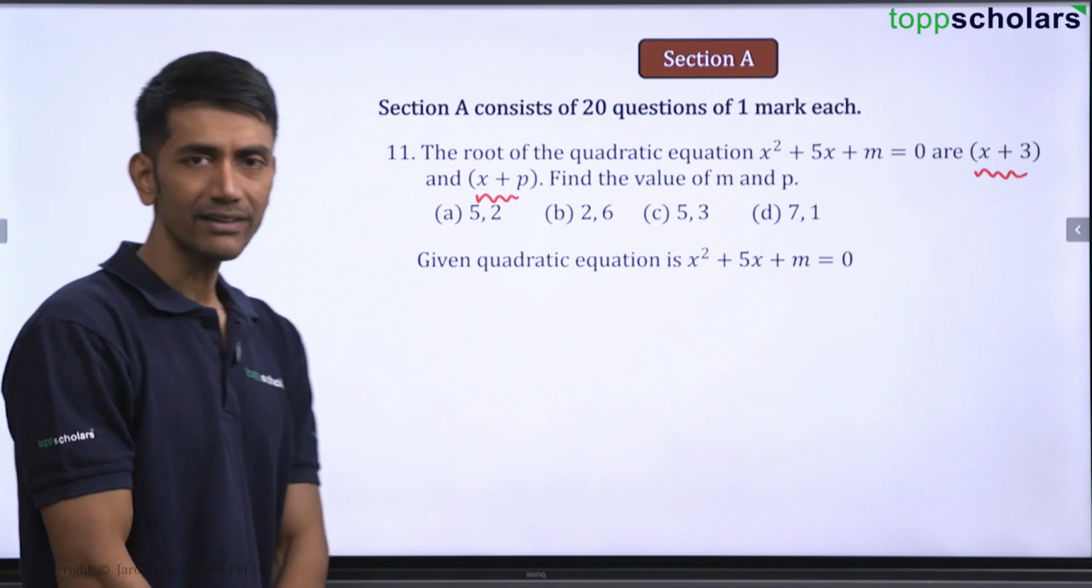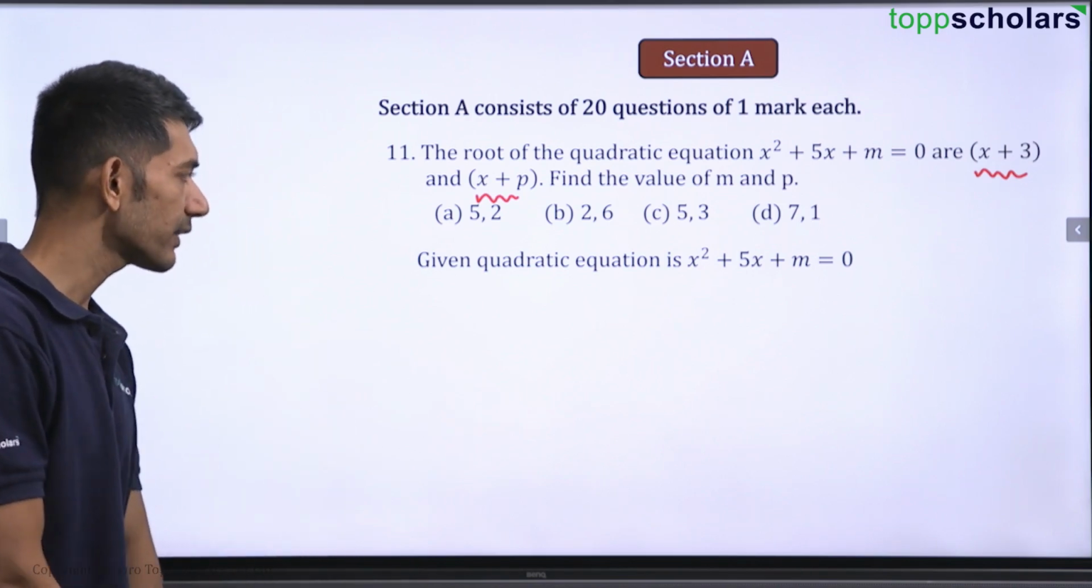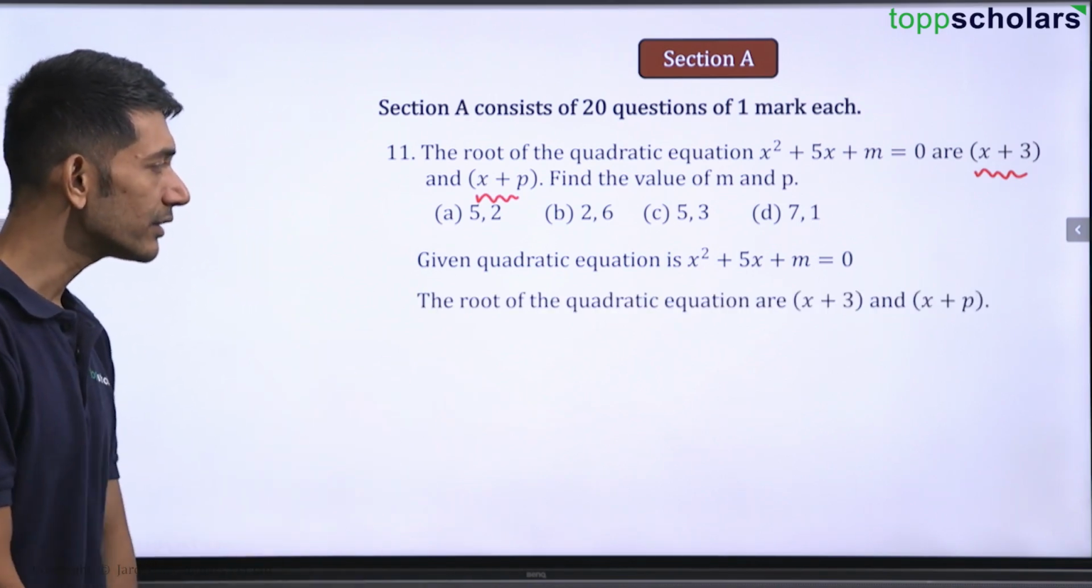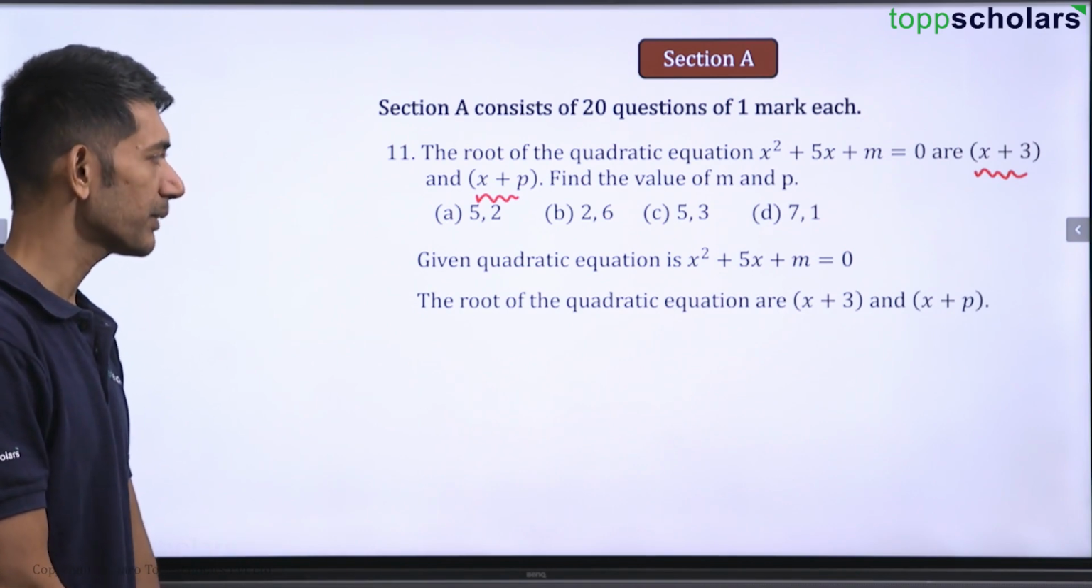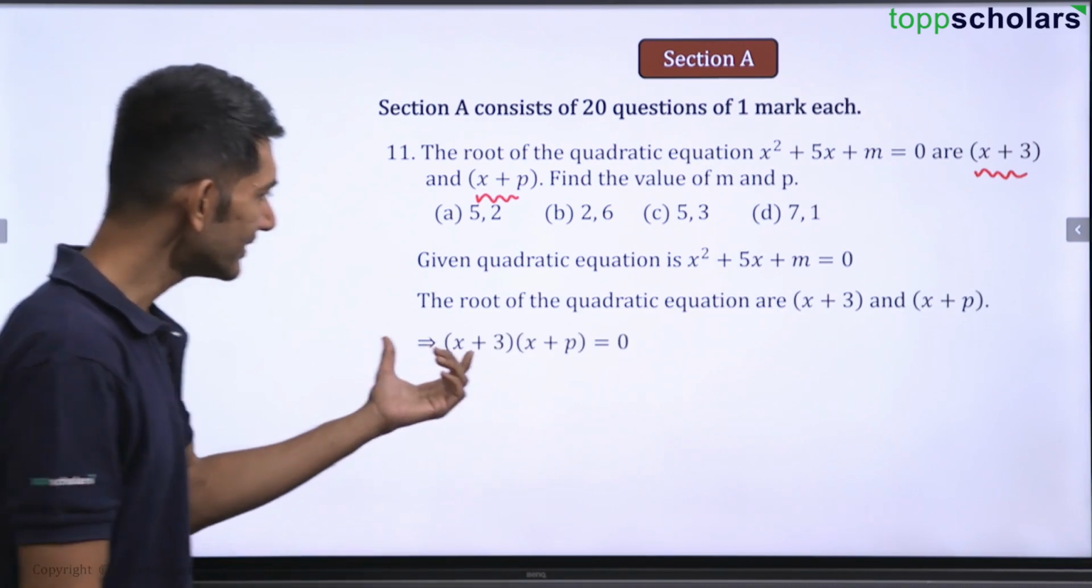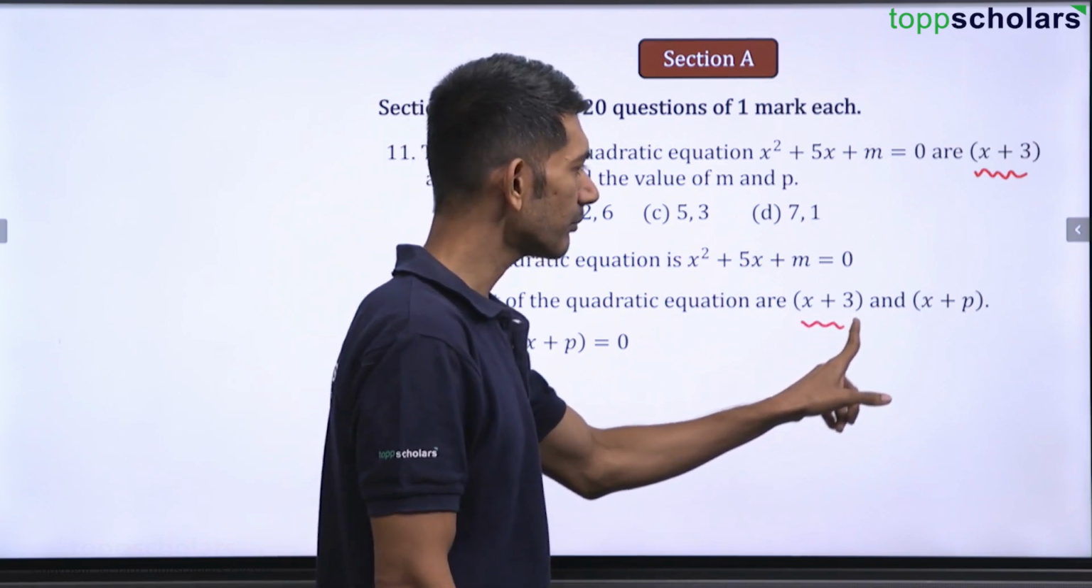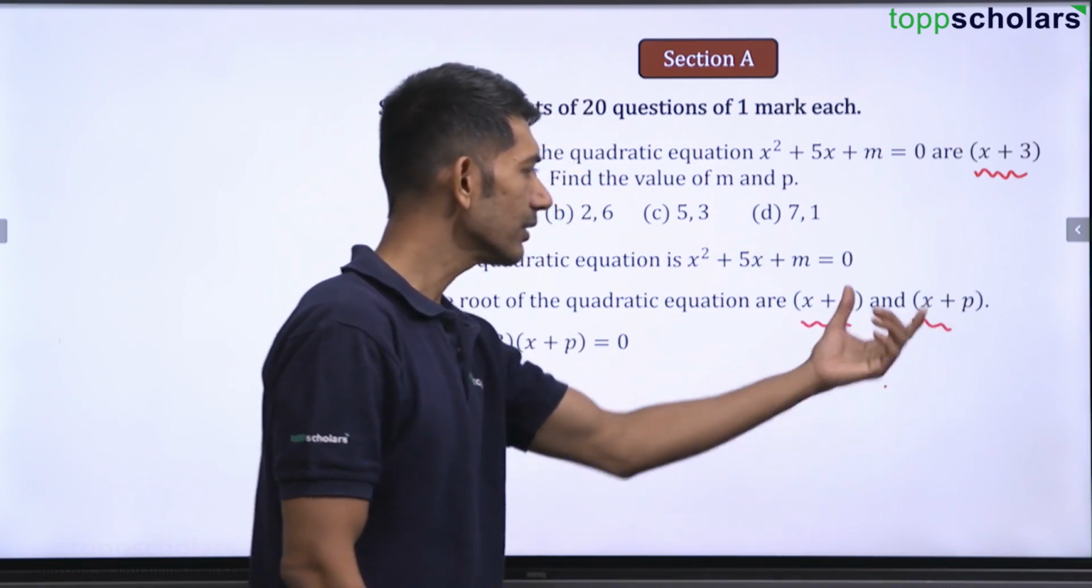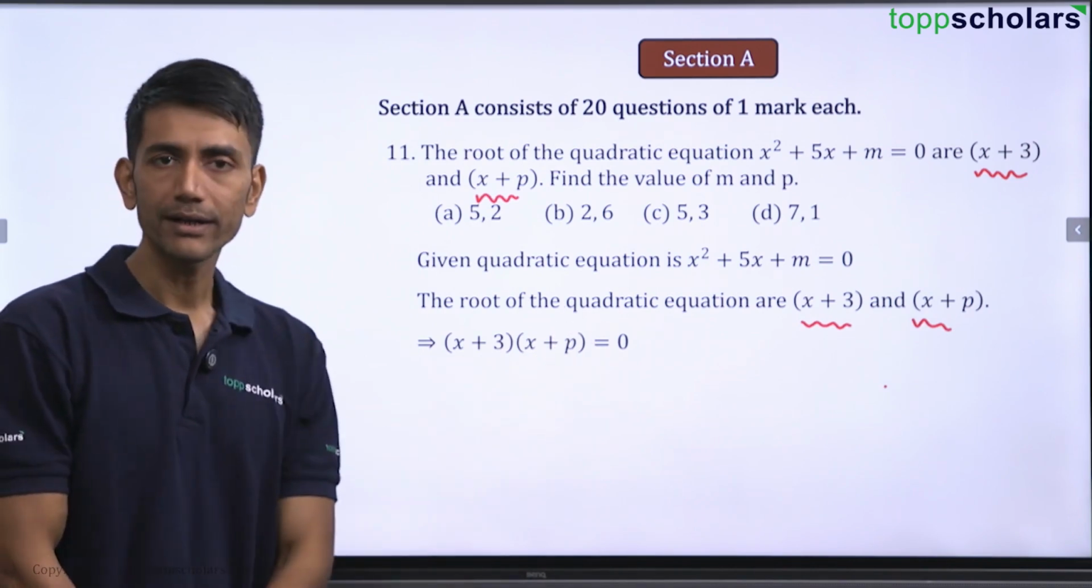Now this is already given. The given quadratic equation is x square plus 5x plus m. Now what are the roots given? The roots given are x plus 3 and x plus p. Correct? So since these are the roots of the quadratic equation, if we multiply them, we are going to get 0.